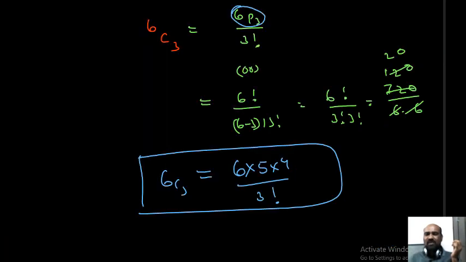Okay, that only I wrote here. 6C3 means 6 reduced 3 times, divided by 3 factorial. Understood, students? 6 reduced 3 times, we will get some elements, their product divided by 3 factorial. What we will get? That is the answer.